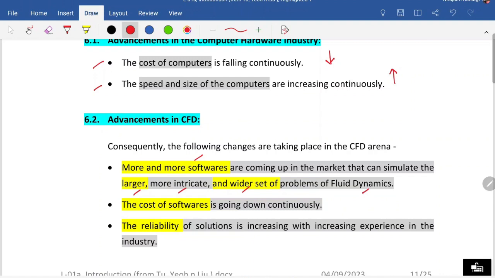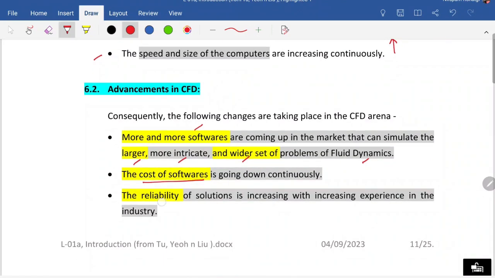So people have started working on it, and over the last 30 years or so, CFD is now being applied to larger problems, more intricate problems, and a wider set of problems. Okay, the cost of software is going down continuously, and many software packages have come up. And the reliability of solutions is also increasing with experience.